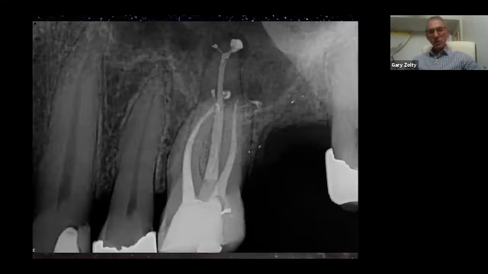This is the one root treatment that I've just completed last week, and this was with the gold heat activated files.